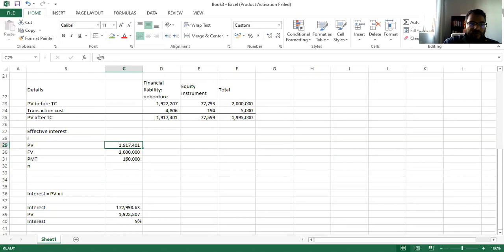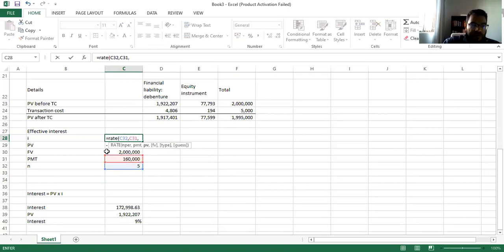Remember, present value and future value must be in the opposite direction. I always keep present value negative. Otherwise, the calculation won't work. And then N, we start at the beginning of the year. So therefore, it is 5. So to work out the rate in Excel, we type in the word rate. They're asking me for N, for PMT, for present value, then for future value. Then they want type. Remember, all payments happening at the end of the year.